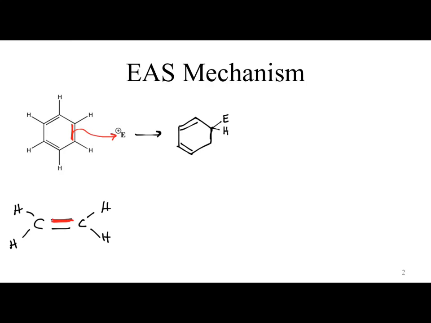We still have that hydrogen. We did not get rid of it. Would this be a correct structure? What's missing? Charge. That carbon is positively charged. So after our first step of the reaction, we've shifted our positive charge from being on the electrophile to being on a carbon. Is this structure stable?